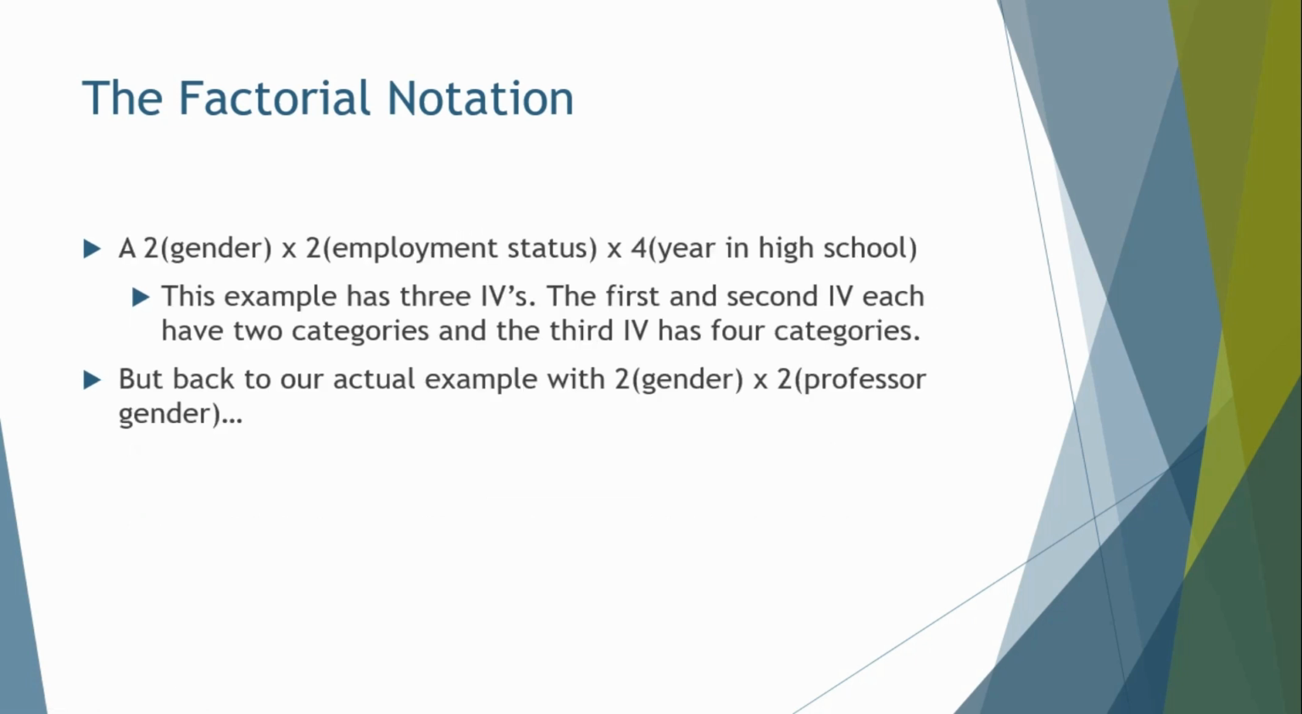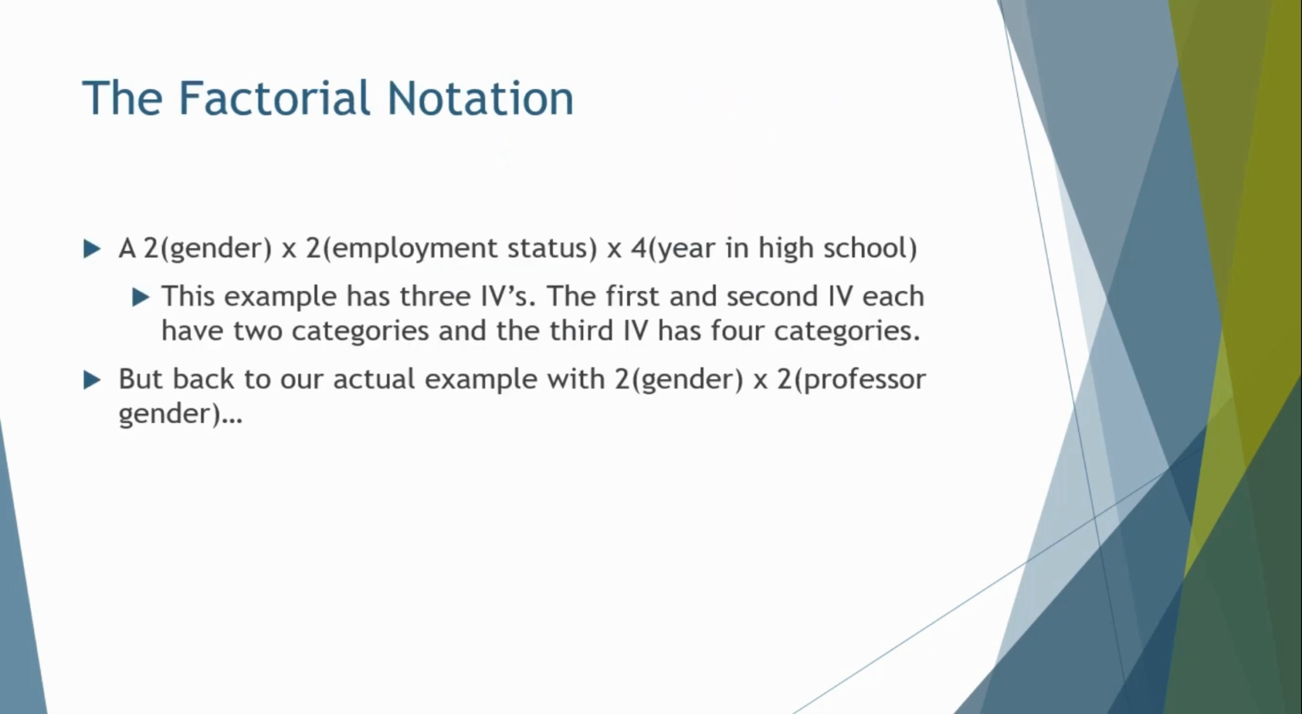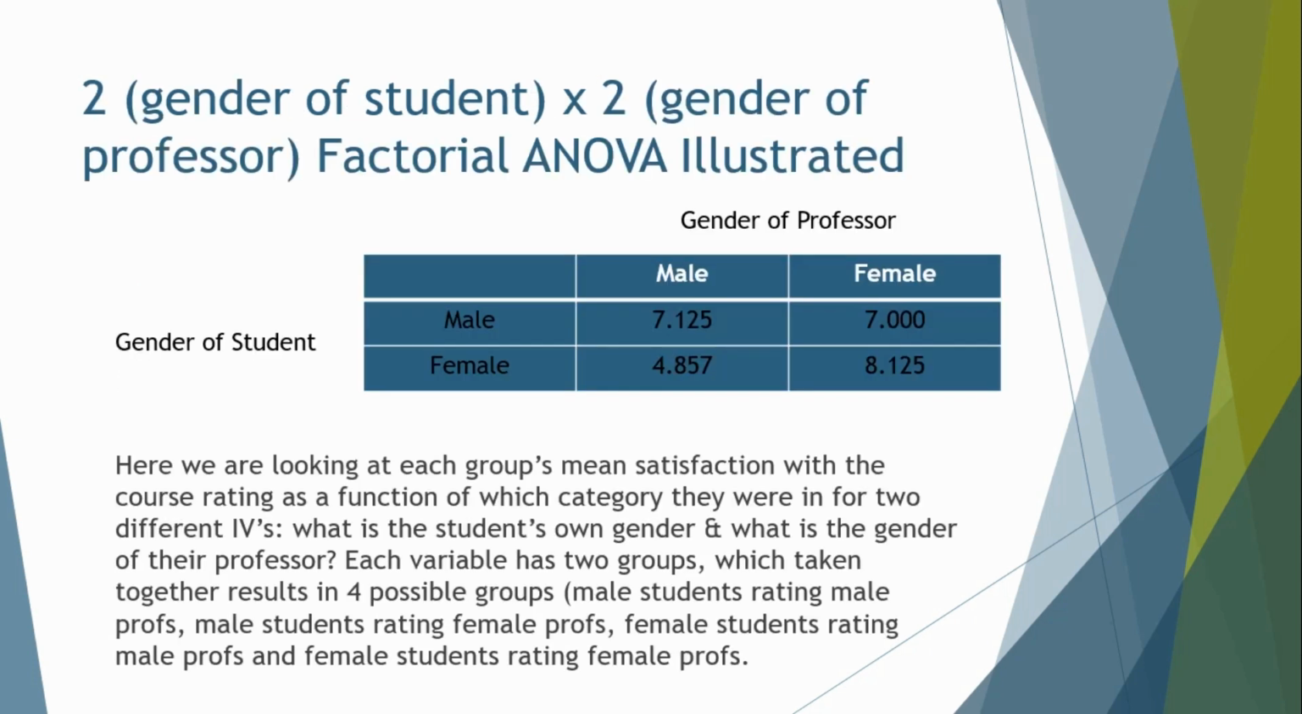So in our example, we have a 2 by 2 ANOVA, but again, you could have all kinds of different things. But let's get back to our 2 by 2 example, okay? Our student gender by professor gender, and again, we're looking at how that affects ratings of the course.